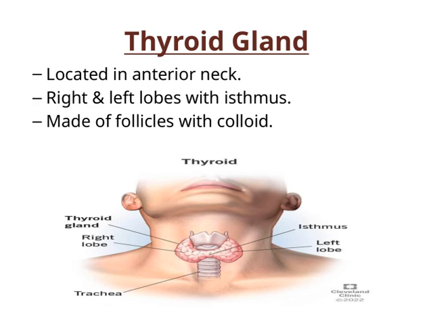The thyroid is made up of tiny structures called follicles, and these are filled with a substance called colloid. The follicles are the functional units of the gland, where thyroid hormones are produced and stored. Understanding this basic anatomy helps us appreciate how the thyroid regulates vital processes like metabolism and growth. So, in summary, the thyroid's location, its lobes connected by the isthmus, and its follicular structure filled with colloid are fundamental to its role in our endocrine system.